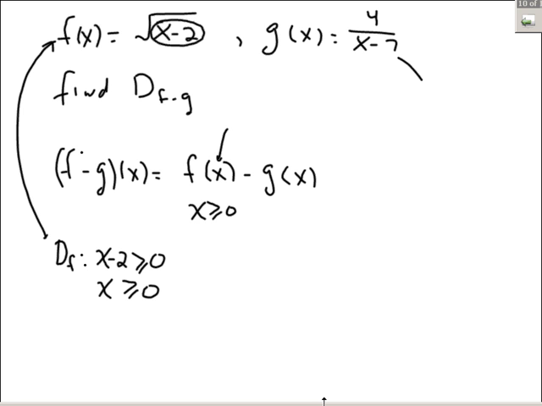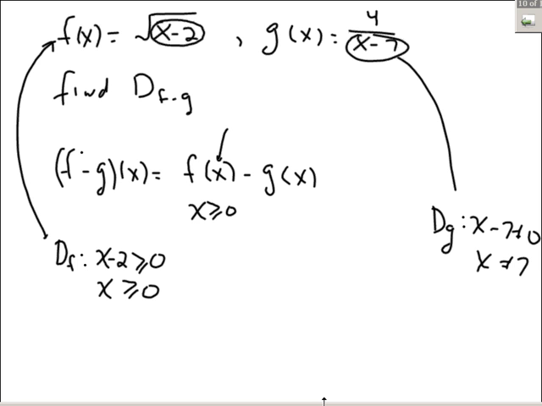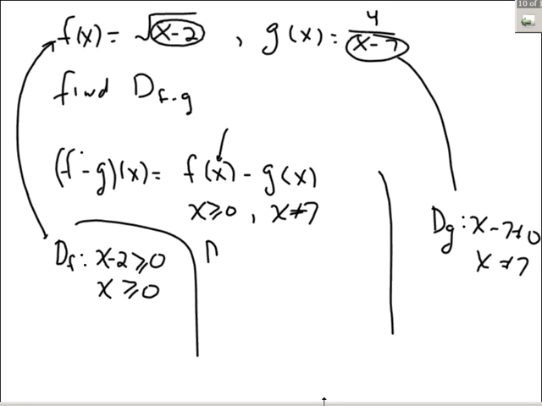Now, let's find the domain of g. You can't divide by 0. That's it. X minus 7 cannot be 0. That is, x cannot be 7. Okay? And here pretty much is your answer. The domain of f minus g is such that x is 0 or more and x is not 7.